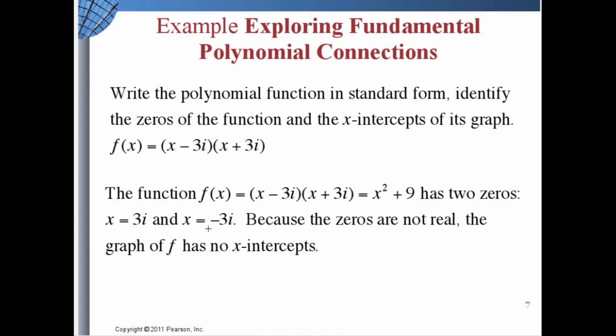When we do this multiplication, we wind up with a function of x squared plus 9. It has two zeros, 3i and negative 3i. But because the zeros are not real, the graph of f has no x-intercepts. Remember, x-intercepts of a function tell us the real zeros of the function. So just because a function doesn't have x-intercepts doesn't mean it doesn't have any zeros. It just means that the zeros are not real. We see those two numbers, 3i and negative 3i, those two numbers are strictly imaginary numbers. They have no real component to them.